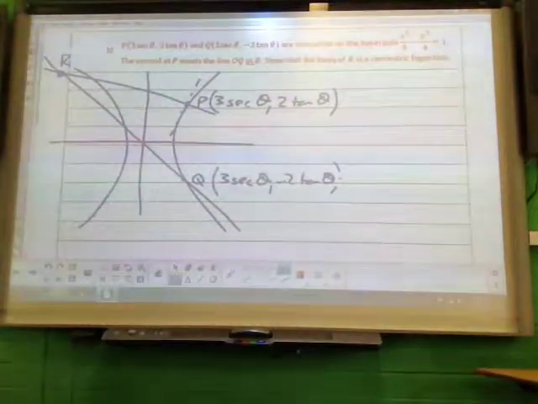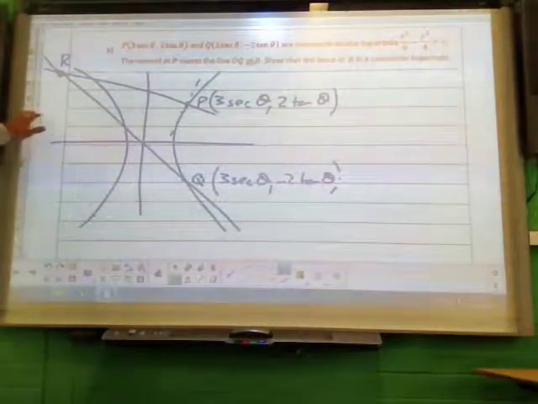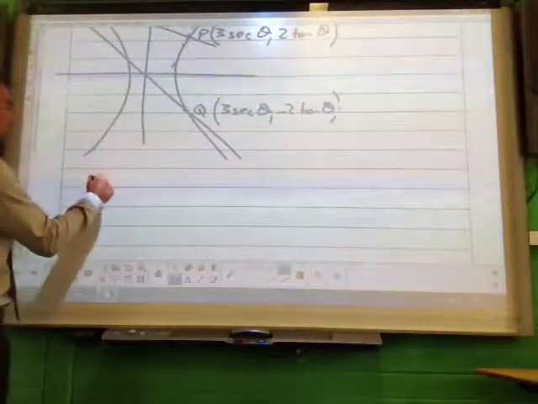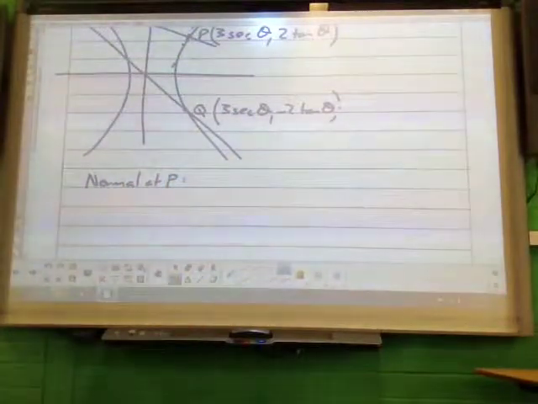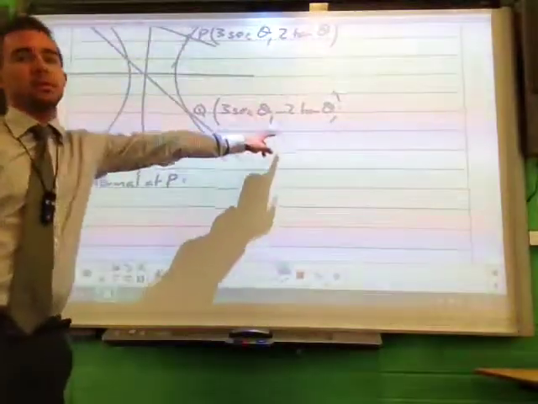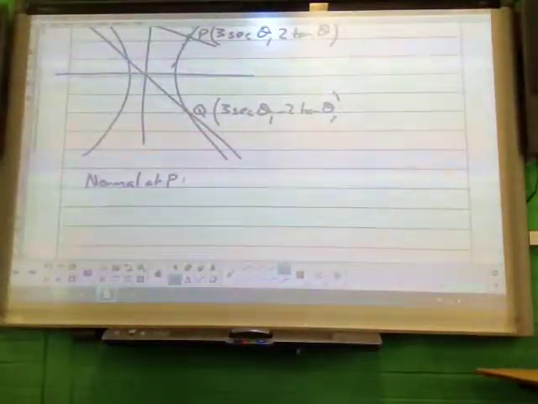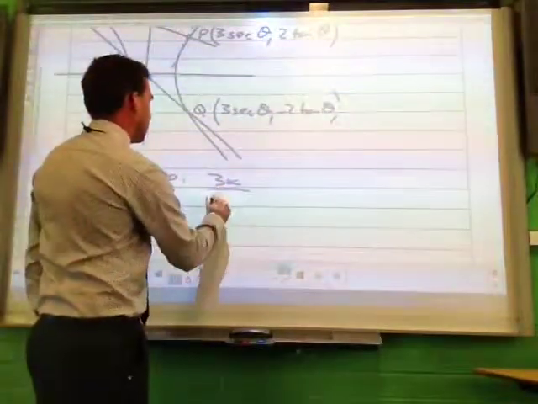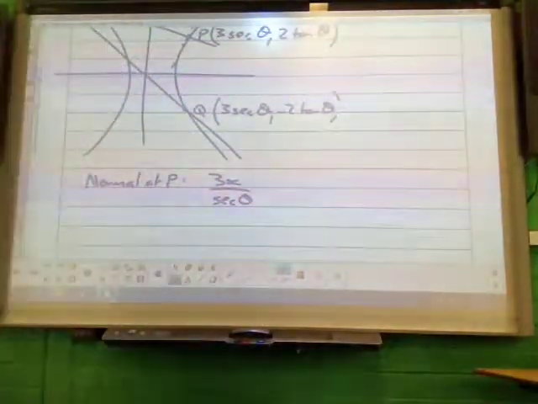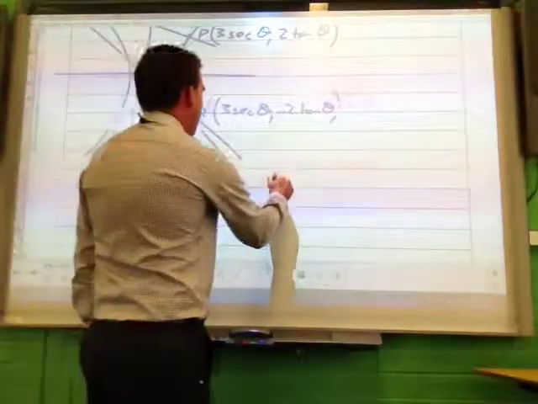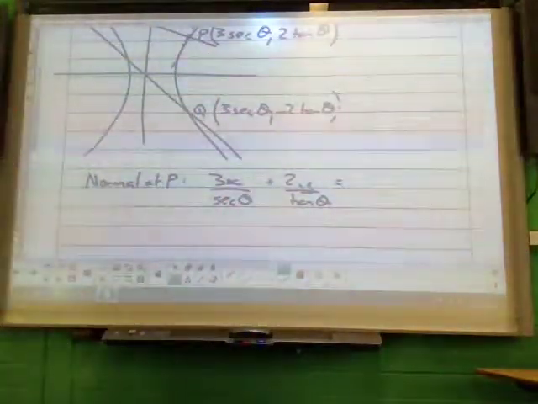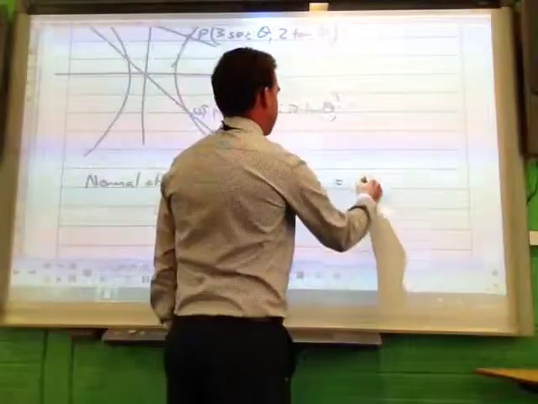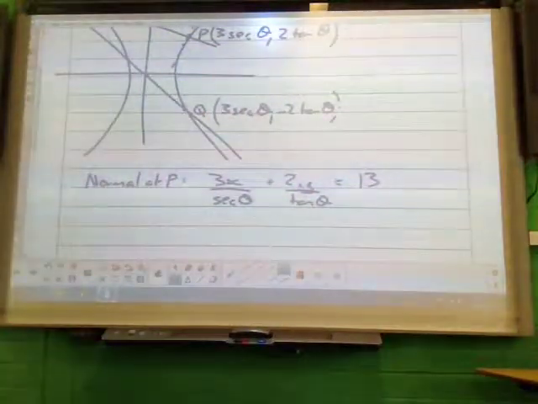Right, a few things we need to do. First thing, we can write the equation of the normal at P. We just derived that. So again, a sec theta, b tan theta. The equation will become 3x over sec theta, using the formula that we just derived, plus 2y over tan theta is equal to a squared plus b squared. So 9 plus 4, which is 13.